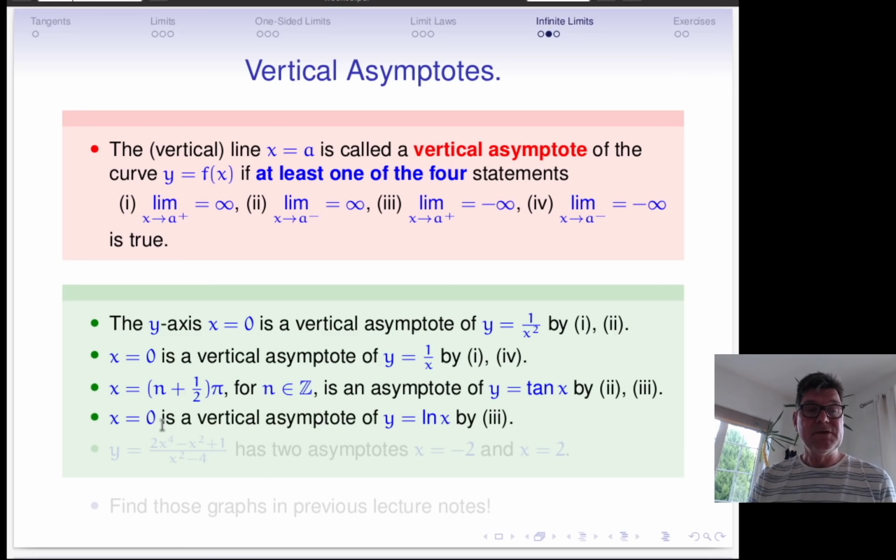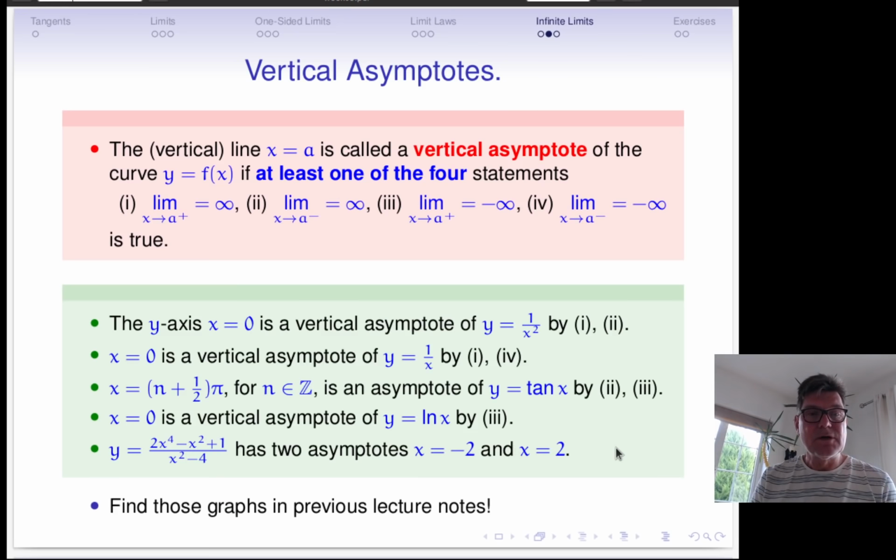x equal to 0 is also a vertical asymptote of the natural logarithm ln x, because that satisfies property 3. And the graph y equals 2x to the 4 minus x squared plus 1 over x squared minus 4 has two asymptotes, x equal to minus 2 and x equal to 2. We've seen those before. Maybe take your time and find those graphs in the previous lecture notes to see the vertical asymptotes in these examples.